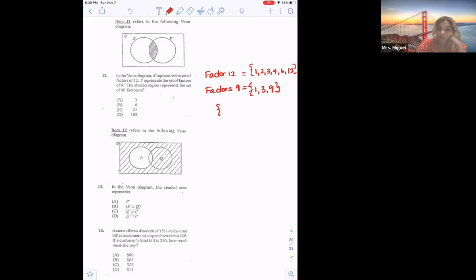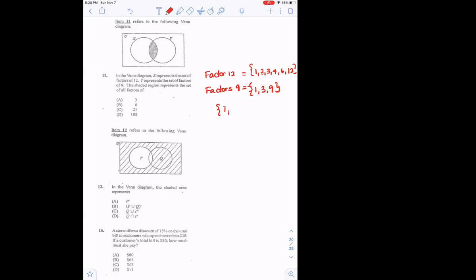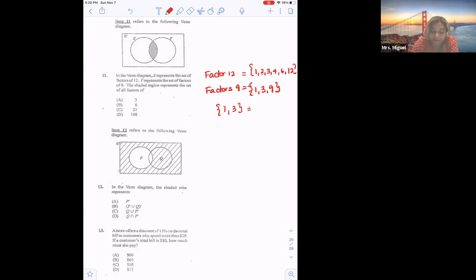What elements are common to 12 and 9? Can you all spot them? 1 and 3. 1 and 3. And 1 and 3 are the factors of 3. So the answer is A.